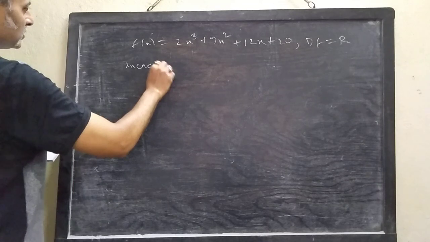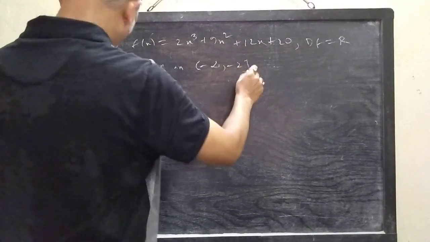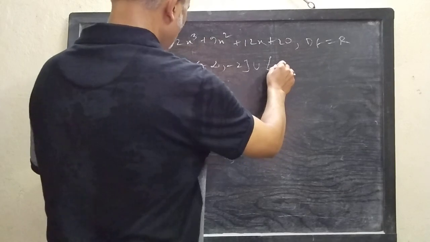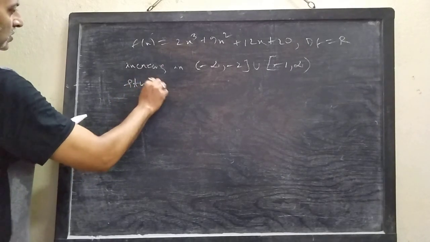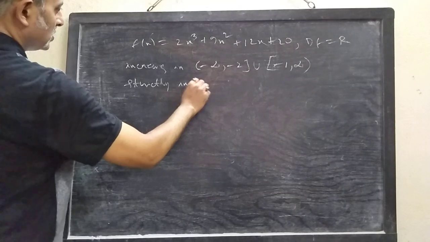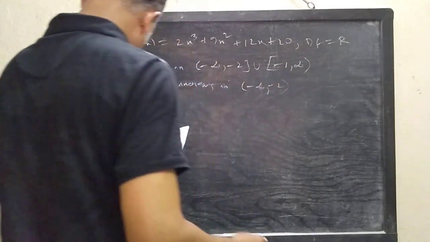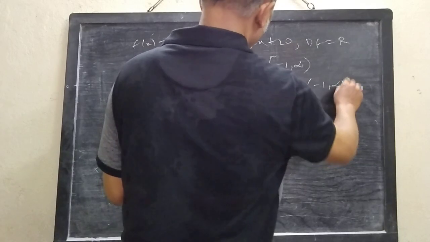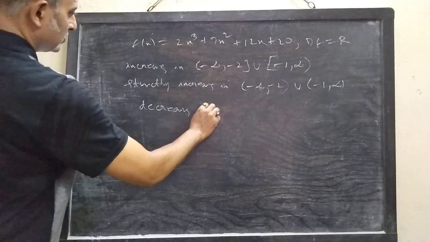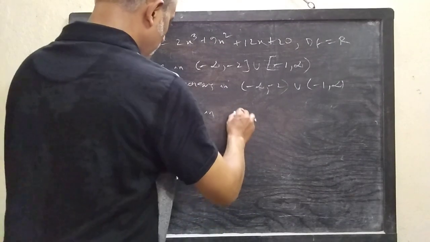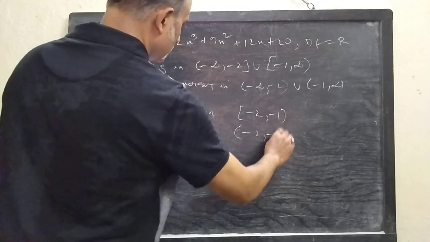increasing in open minus infinity to minus 2 closed, union minus 1 closed to infinity open, and strictly increasing in minus infinity to minus 2 open, union minus 1 open to infinity, and decreasing in closed minus 2 to minus 1 and strictly decreasing in open minus 2 to minus 1. Okay?